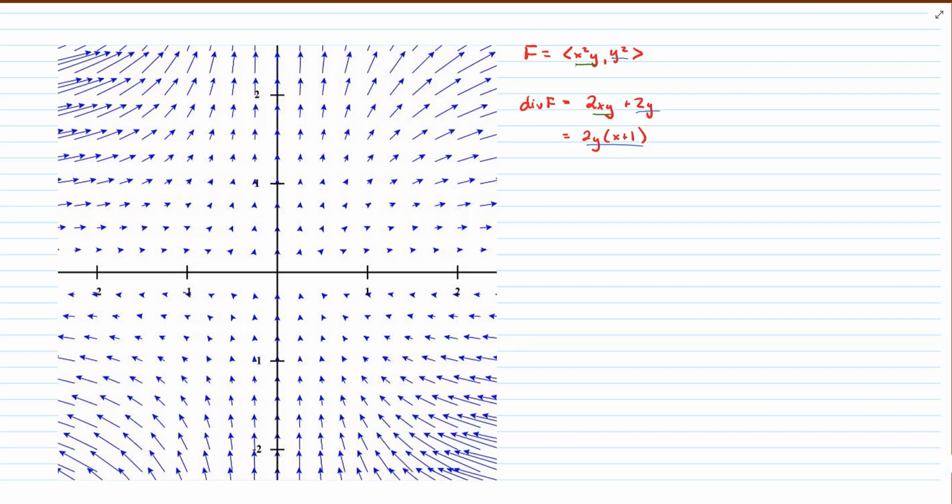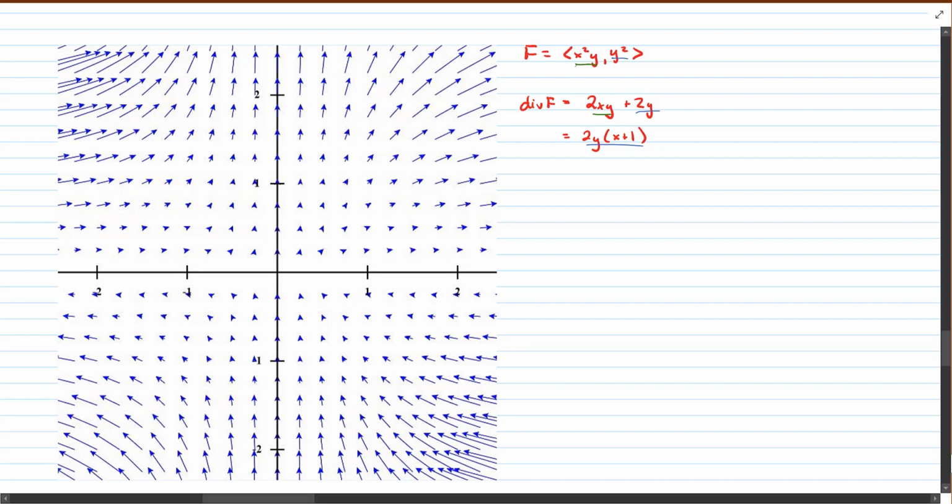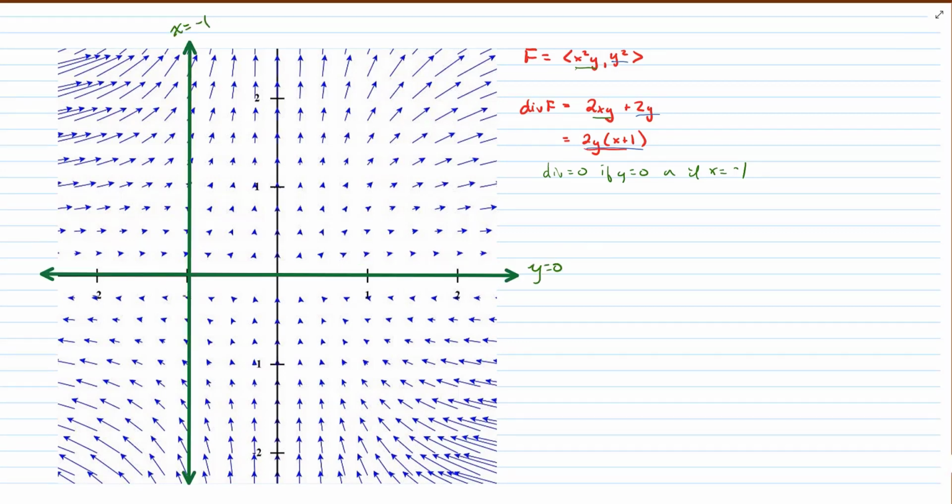So what I'd like to do here is just quickly talk about the divergence in different portions of this graph. We see here that the divergence will be 0 when y is equal to 0, or if x equals -1. So just for fun, let's go ahead and divide this graph up into those regions. Here's where x is equal to -1, and here is where y is equal to 0. Now that we've divided this up into regions separated by where the divergence is 0, let's calculate the divergence at a few points.